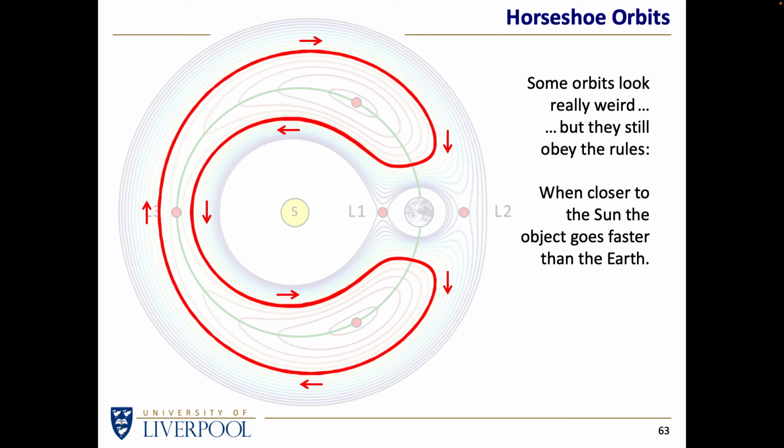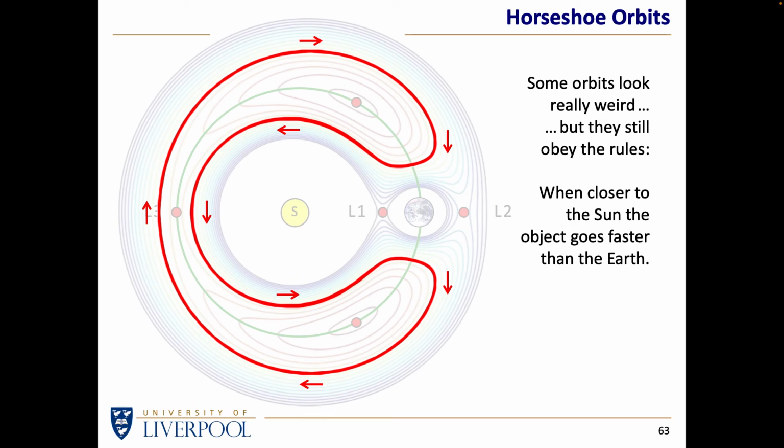And now what's the Earth doing? The Earth is now pulling it up and out. And now it gets to an orbit which is further away from the sun, which means it's moving more slowly. So it starts lagging behind the Earth, and it starts lagging more and more and more behind the Earth until eventually it comes back to where it started from. So this horseshoe orbit looks really weird.